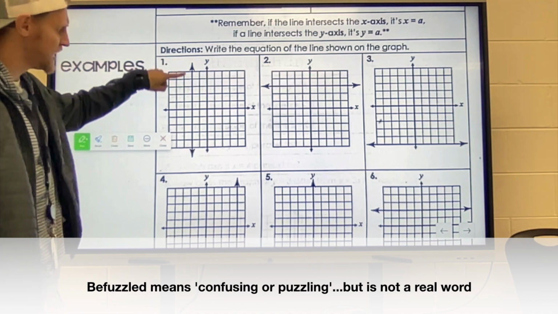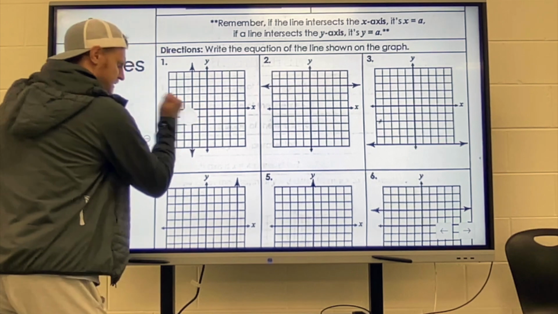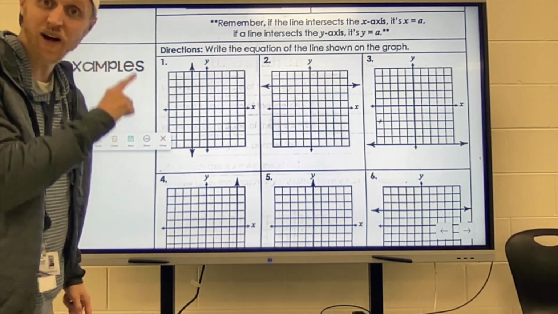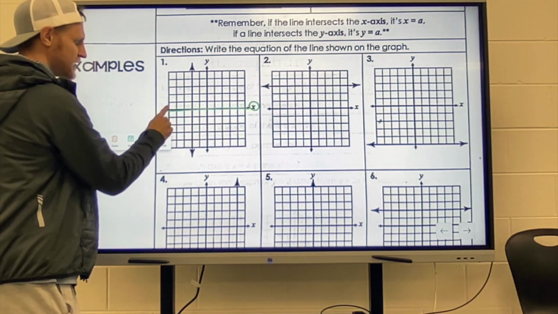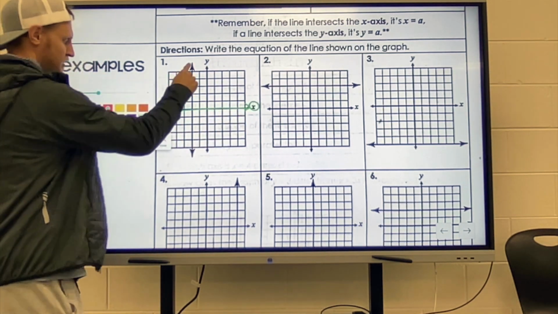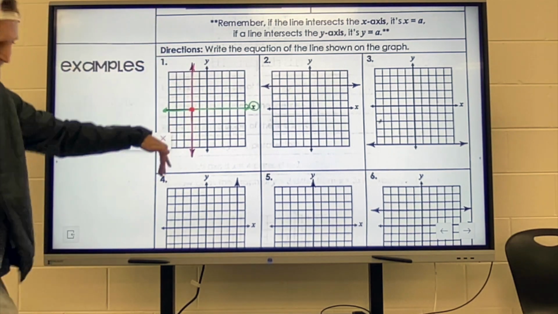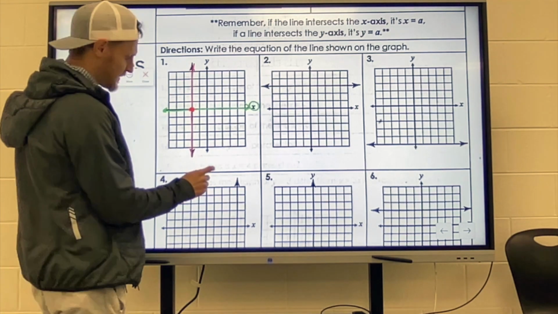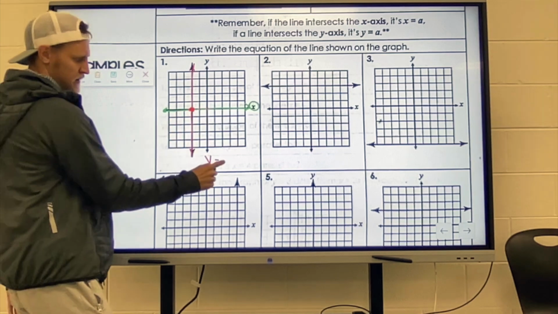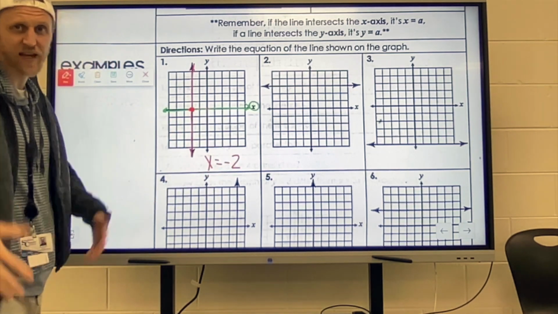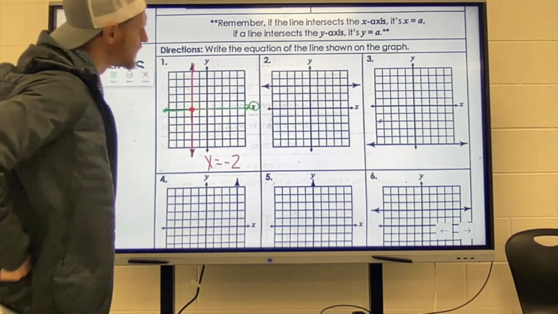So this is a vertical line, and it's crossing which axis? You're right, the x-axis. See the x-axis here? And my line is crossing it right there. Since I'm crossing the x-axis, that means I'm going to be dealing with x equals, in this case, it's crossing at -2. That's it.